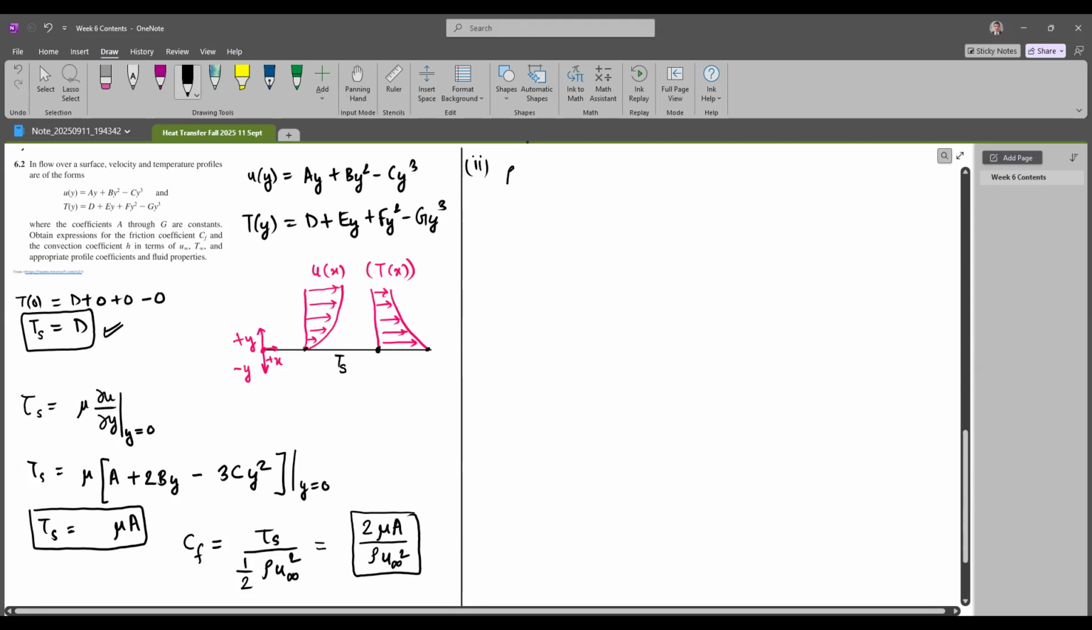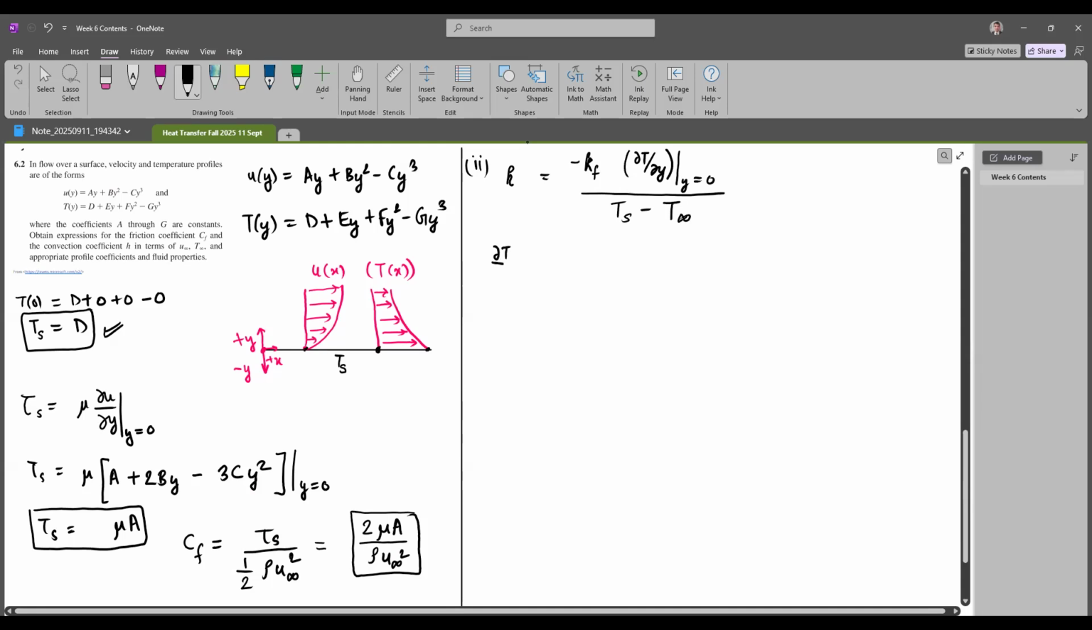Anyways, the equation for h is minus k of the fluid times ∂T/∂y at y equal to 0, over Ts minus T infinity. Even I don't remember the expression, so I have it here. Now, ∂T/∂y we can calculate, right? So let's first have that value.